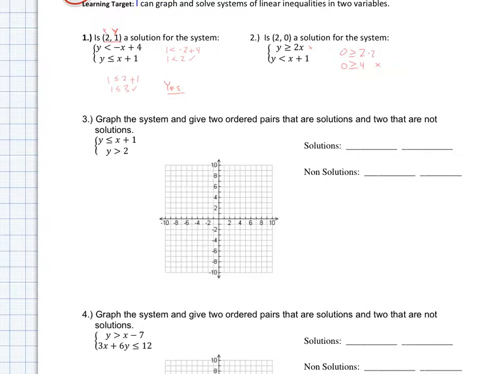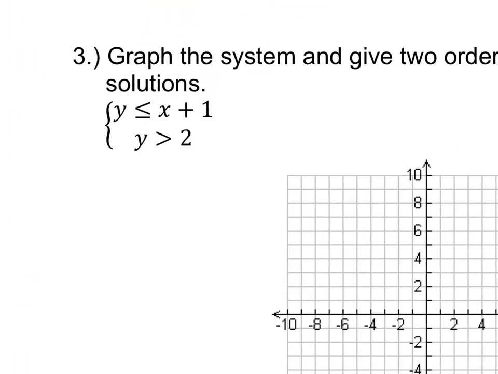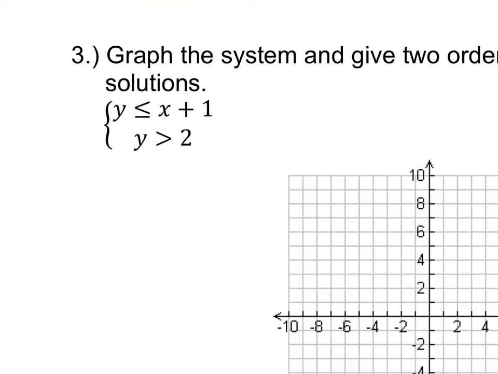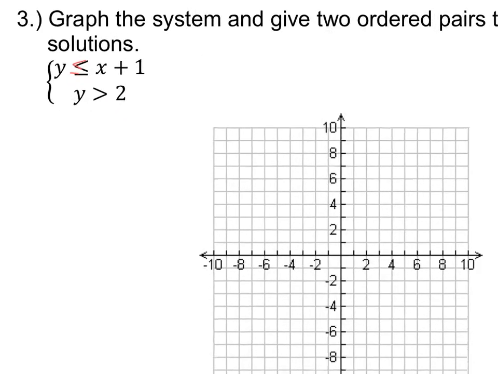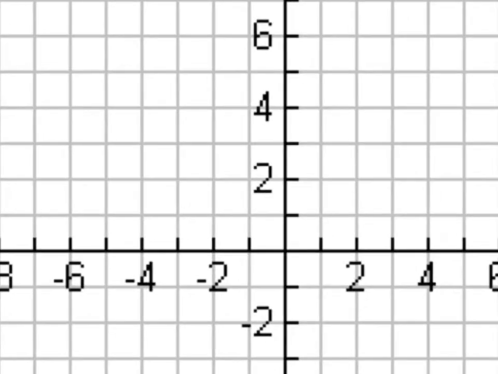So now we're going to get into how do we graph a system and how do we tell where the solutions are. So we're going to go ahead and graph these two inequalities as if we were doing them individually. So you'll notice this first one, just a couple things to keep in mind. This is less than or equal to, so this is going to be a solid line, and the other one is greater than, so it's going to be a dotted line. So the slope of the first one is 1, and the y-intercept is at 1.